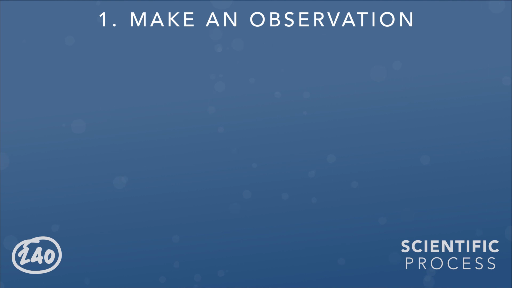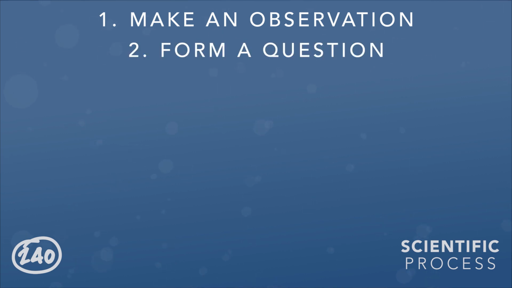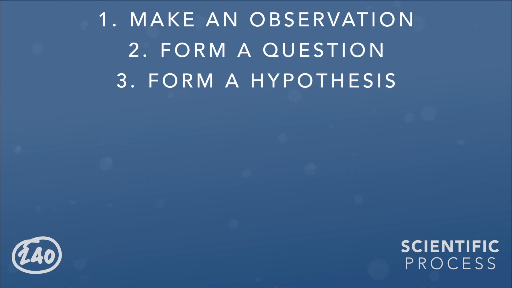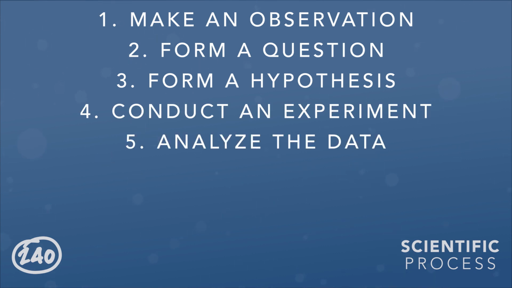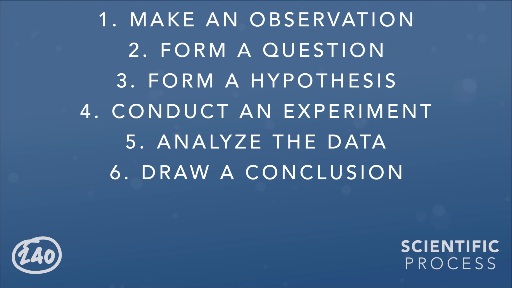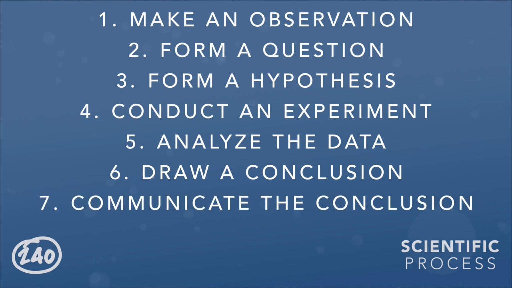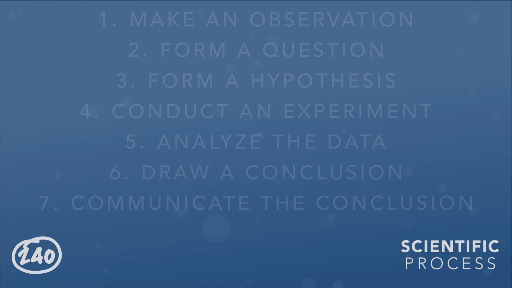1, make an observation. 2, form a question. 3, form a hypothesis. 4, conduct an experiment. 5, analyze the data. 6, draw a conclusion. 7, communicate the conclusion. Now, you need to be familiar with different ways in which the scientific method can change. That's a good starting point to understand how students need to generally progress through a scientific experiment. Next, we have scientific tools.